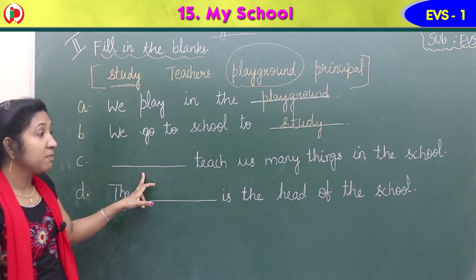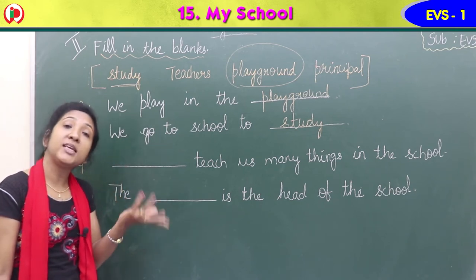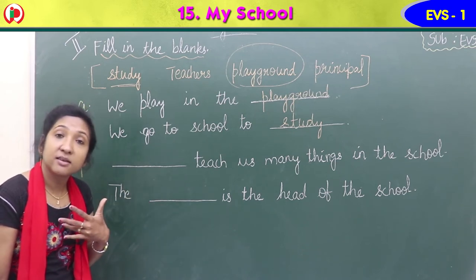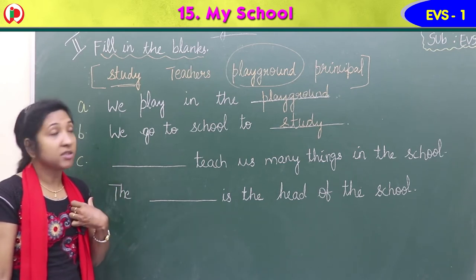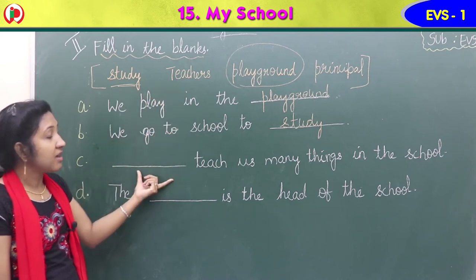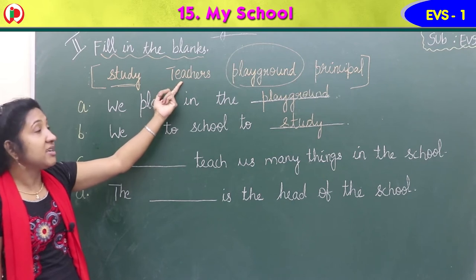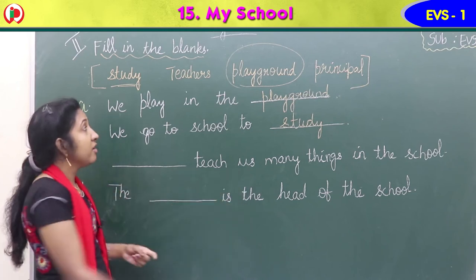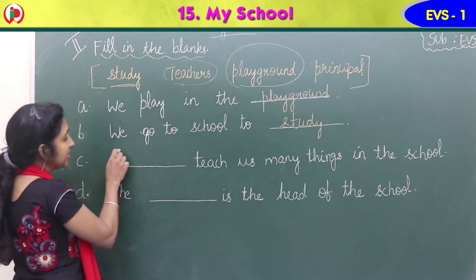Now see. Dash teaches many things in the school. When we go to school, who teaches us things, children? Who teaches the lessons? Yes, teachers are there. Teachers teach us, isn't it? Now look into the box where you can see that correct answer. Yes, second word, teachers. Teachers teach many things in the school. So this is the correct answer. So write teachers.